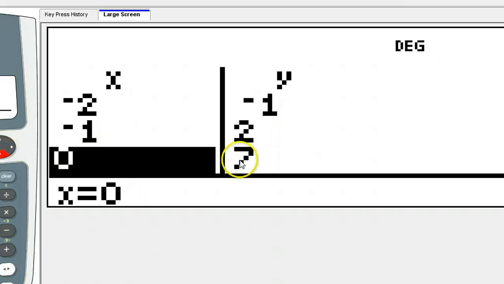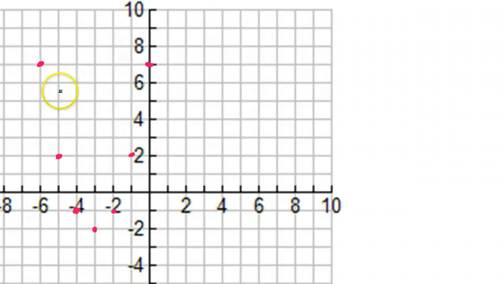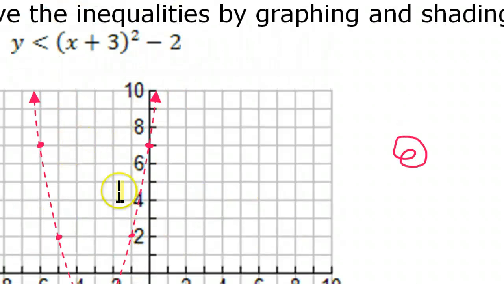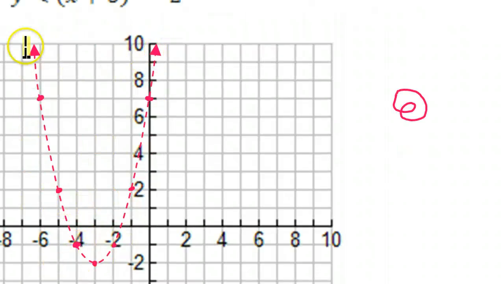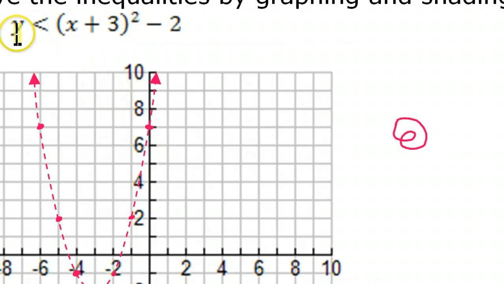And look how smart we are. Okay, once you see your parabola, go ahead and graph it. The parabola represents where the y values are equal to the function. These are the y values that are right on the parabola. Now, this inequality is asking where are the y values less than the parabola. In other words, what y values are below the parabola.